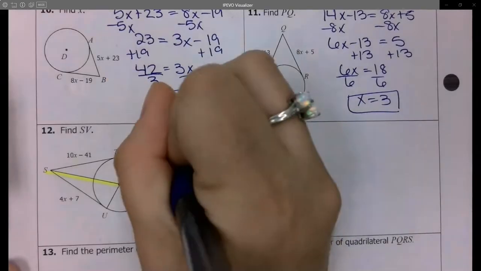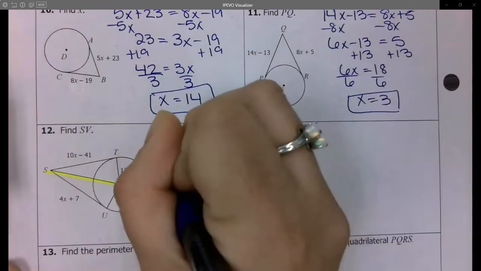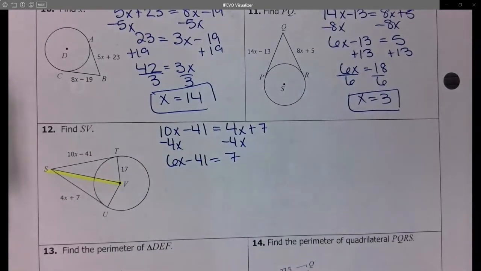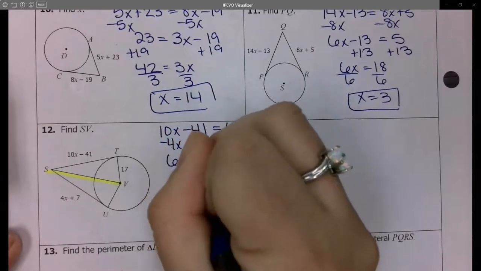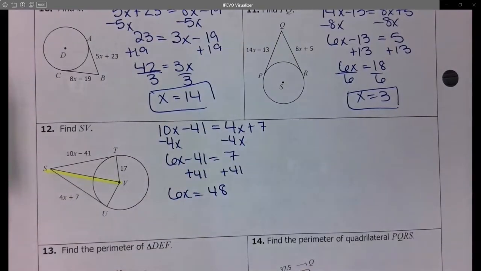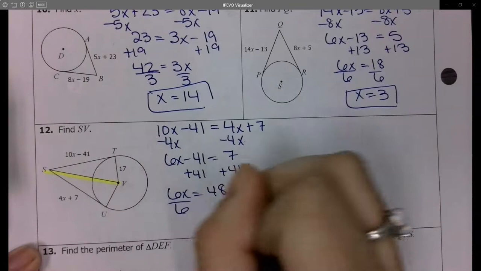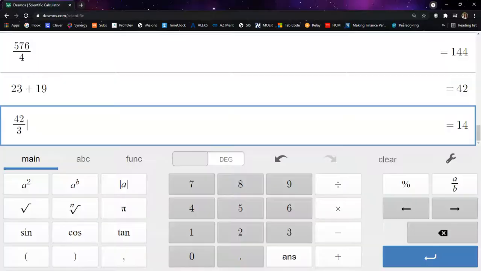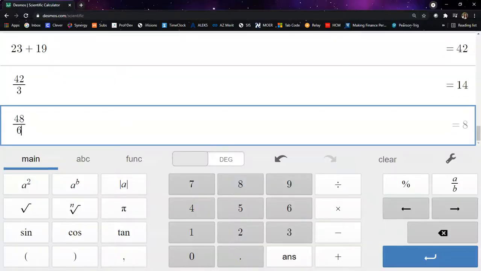Then I want to start off by subtracting 4x on both sides. This gets me 6x minus 41 equals 7. Then I want to add 41 to both sides. Gets me 6x equals 48. Then I want to divide both sides by 6. Gets me x equals 8.